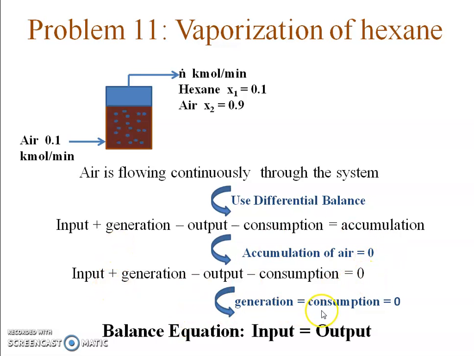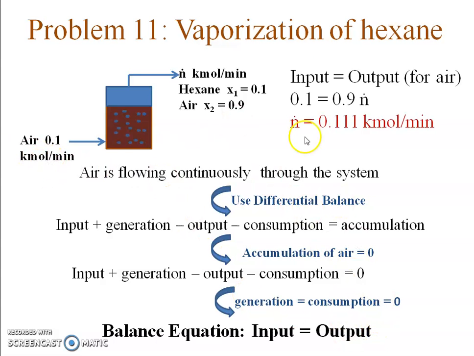With no generation and consumption, the balance equation takes the form input equals output. This is just for the component air. So we apply this: input equals output for air. Input is 0.1 kilomole per minute, which is equal to 0.9 times n dot, where n dot is the flow rate of the outgoing stream.